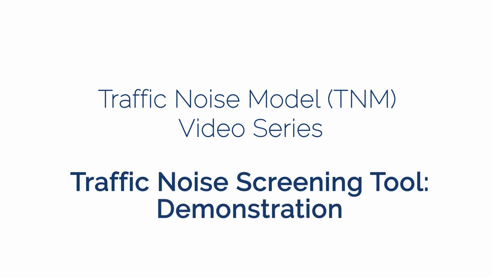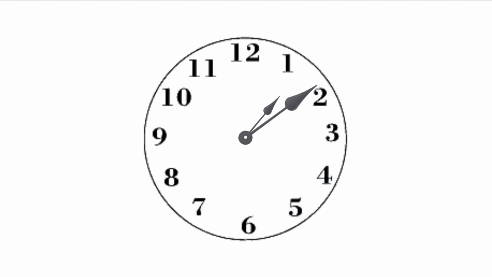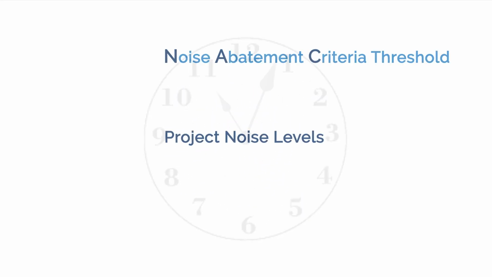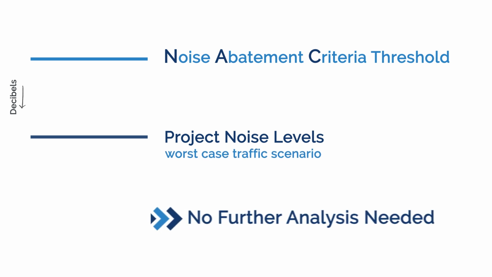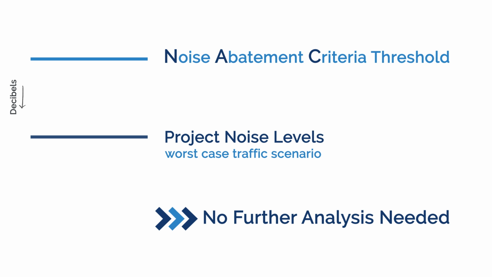The Federal Highway Administration's traffic noise screening tool is intended to provide a simple and fast method to determine if a more detailed study is needed. If the screening tool determines that the project will produce noise levels significantly below the noise abatement criteria threshold, under a worst-case traffic scenario, the analyst does not need to conduct a full study in the traffic noise model.